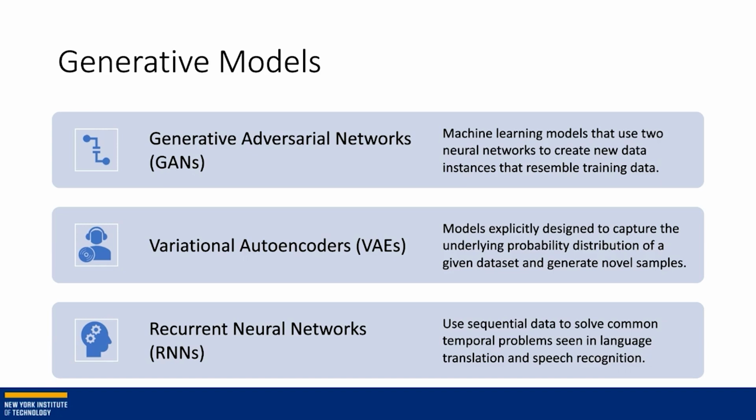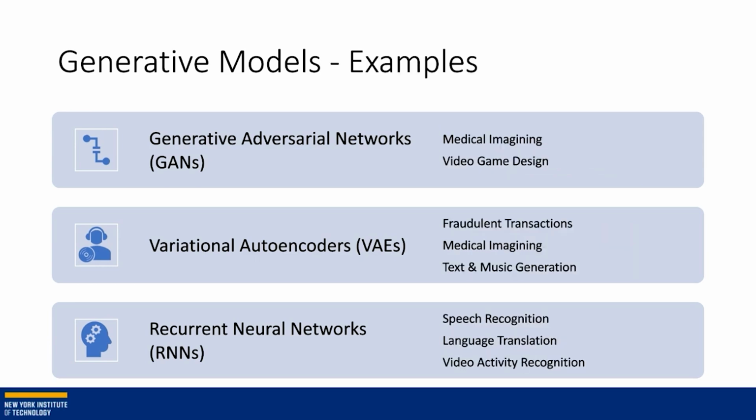The variational autoencoders are models explicitly designed to capture the underlying probability distribution of a given data set, and then generate novel samples from there. And then for RNNs, we have sequential data to solve common problems, such as language translation as well as speech recognition. For examples, for GANs, we have medical imaging and video game design. Variational autoencoders, we have fraudulent transactions, medical imaging, as well as text and music generation. And for RNNs, we have speech recognition, language variation, and video activity recognition.